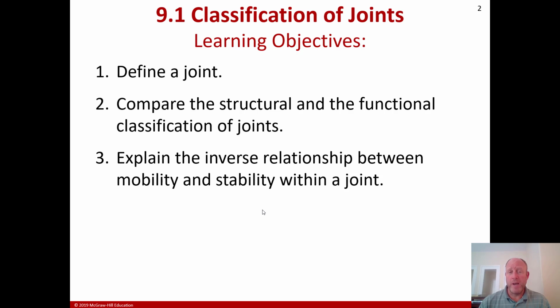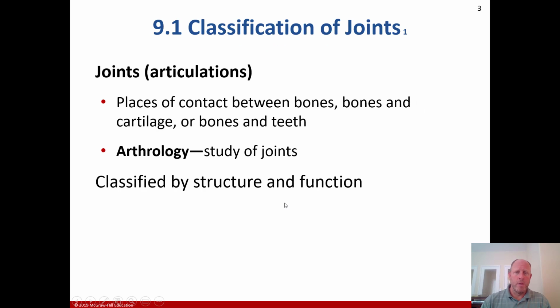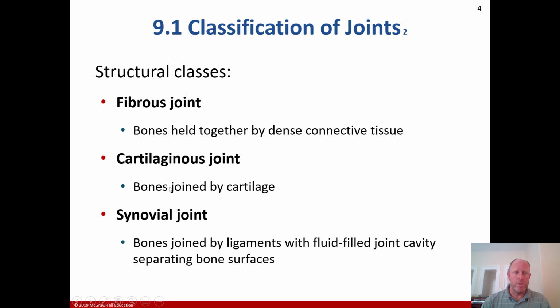You should first be able to define what a joint is, to compare the structural and the functional classification of joints, and explain the inverse relationship between mobility and stability within a joint. So joints, they are articulations, a place of contact between bones, bones and cartilage, or bones and teeth. Arthrology is the study of joints. And of course, we're going to classify them by structure and their function.